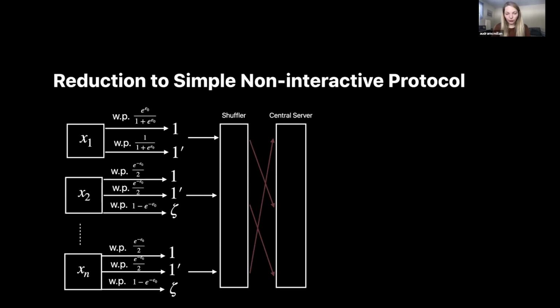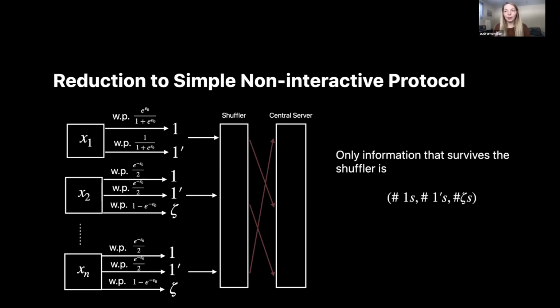Where our amplification comes from is that all of the other data points can also pretend to be 1s and 1 primes. They all, with some probability, pretend to be a 1 or pretend to be a 1 prime. So I can imagine this output of the first data point as hiding among the crowd. I'm creating all of these fake 1s and 1 primes that cloud which one was actually coming from this first data point. And so they cloud the difference between the 1 and 1 prime for this first data point. That's the intuition of why this amplifies privacy. We're creating a bunch of fake data points.